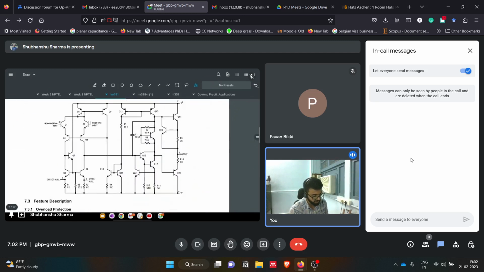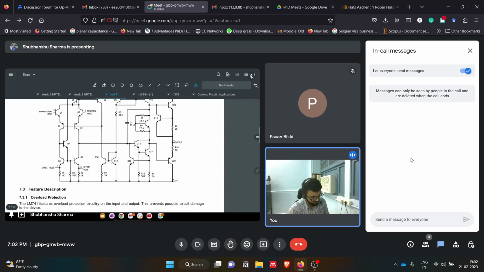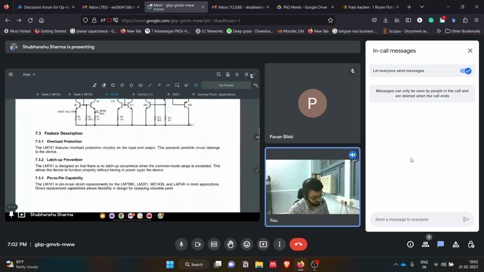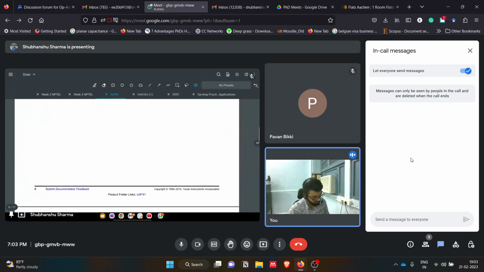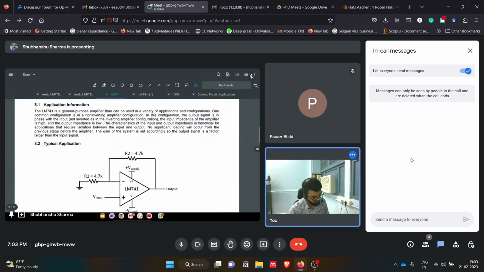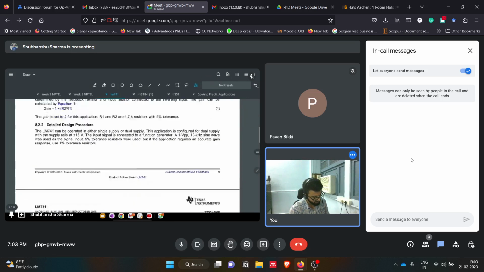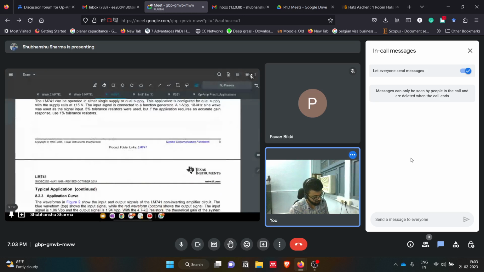So we know every op-amp is made of basically transistors. These are the building blocks of an op-amp. This is the circuit layout of that op-amp. Then open loop, closed loop configurations. This was a typical example of that, and the detailed design.